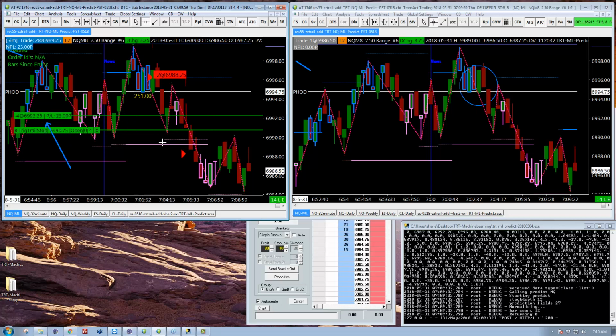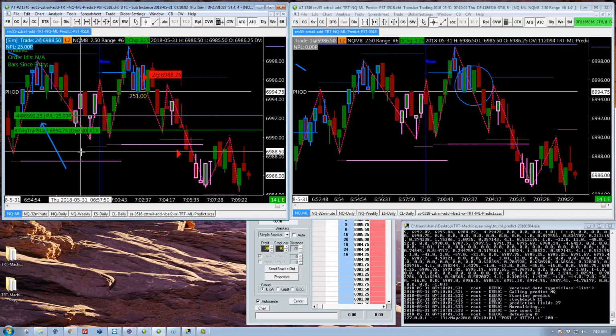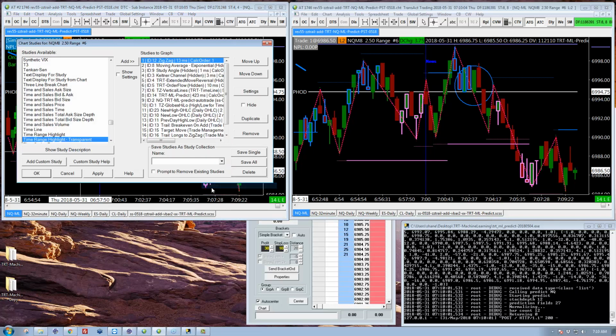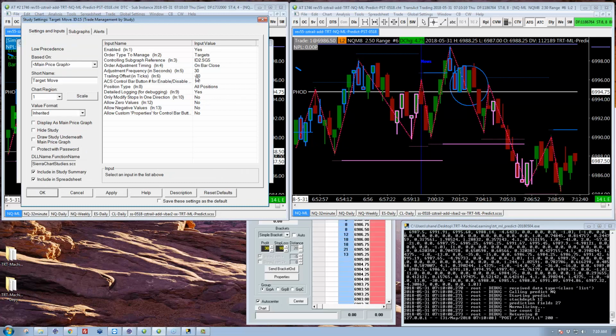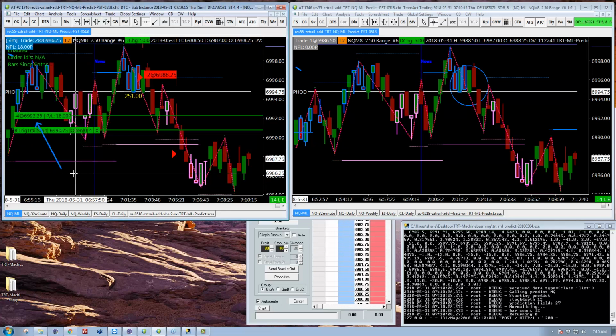Right, we recalculate the position average, and you define that in this trade management study here. Target move. You just tell it 80 minus 80 means 80 ticks off the new break-even.